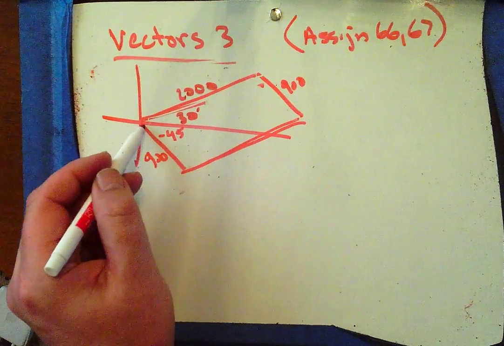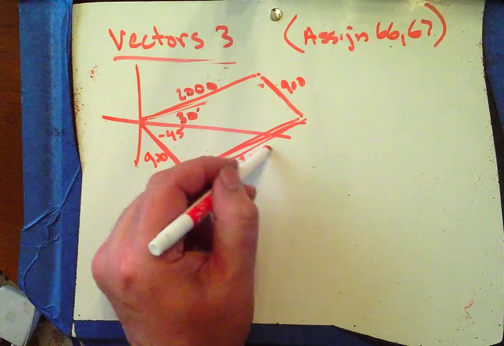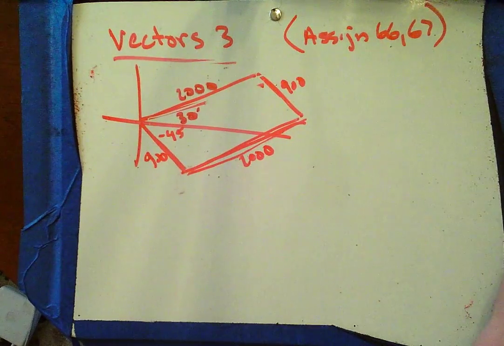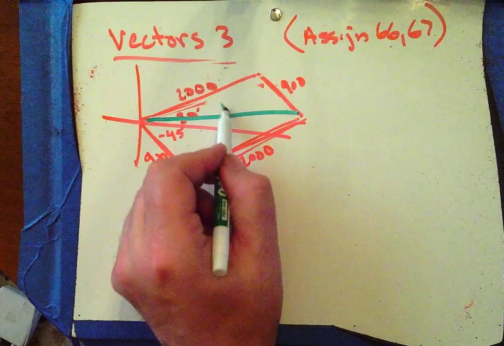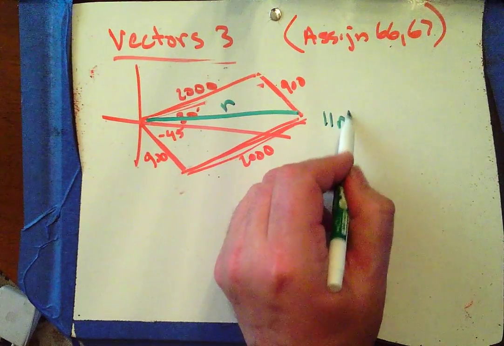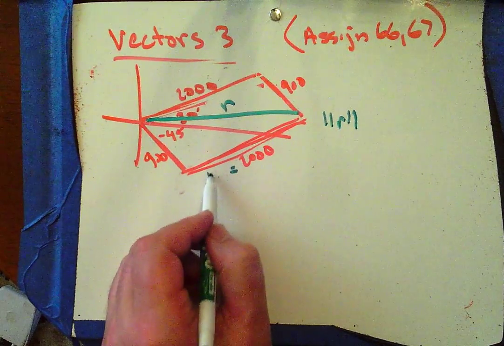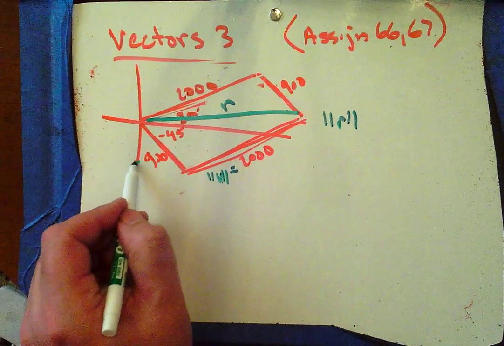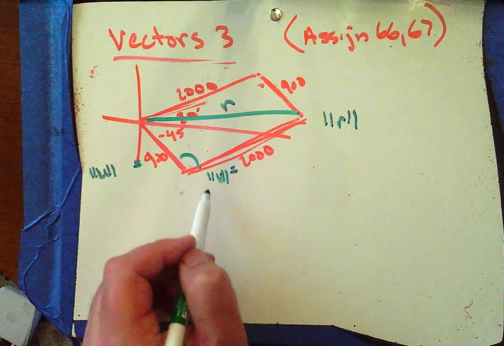We sketch v plus u. We sketch u plus v. And we end up with this resultant vector, r. And what I'm going to say is I can find the magnitude of r by using the magnitude of v, the magnitude of u, and this angle.